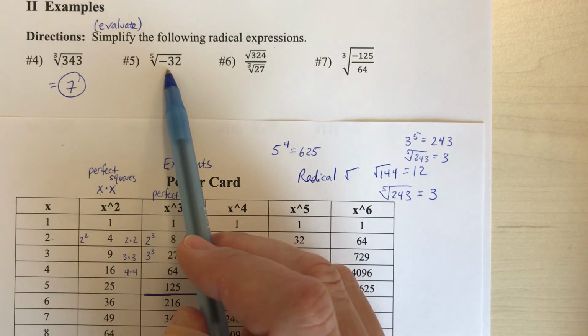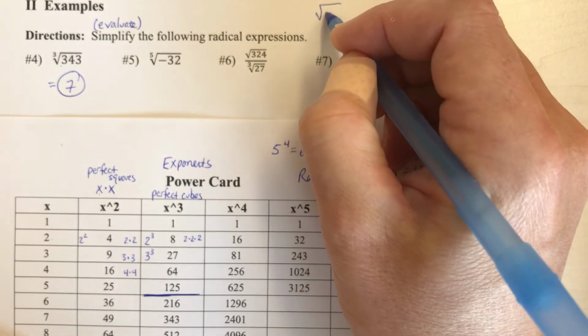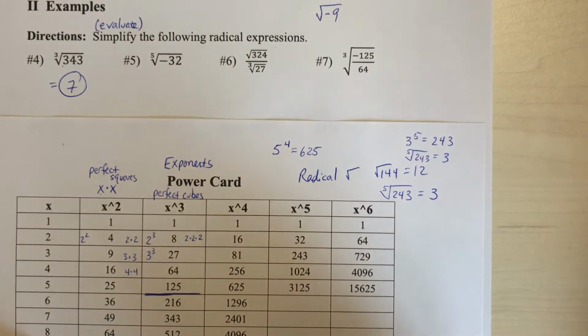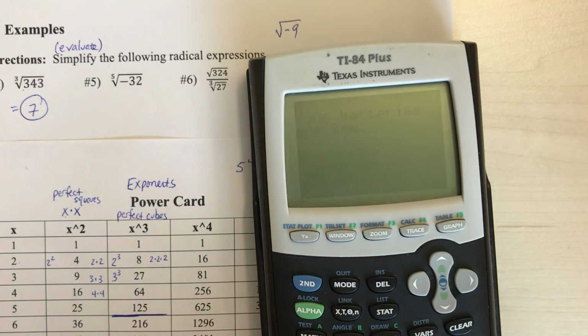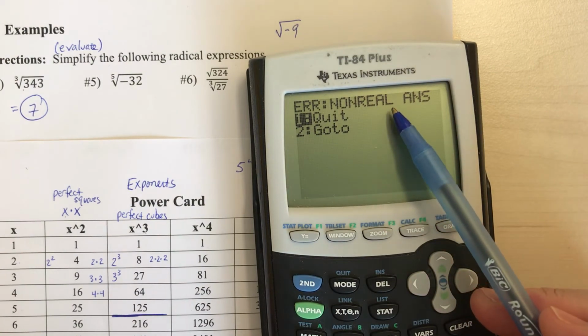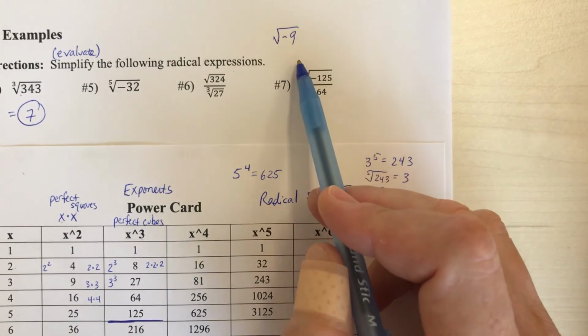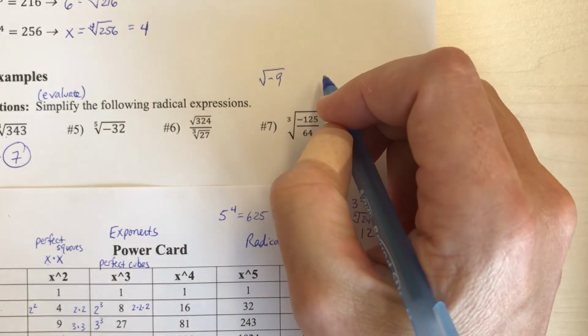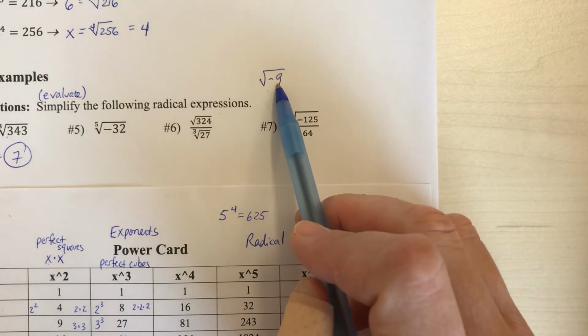The fifth root of negative 32. Now, we cannot take the square root of a negative number. If you try to do that, and just to show you on the calculator, the square root of negative 9, it tells me there's an error. It's a non-real answer. We can't take the square root of a negative because when you do a square root, you're thinking of something times the same thing that gives you this.